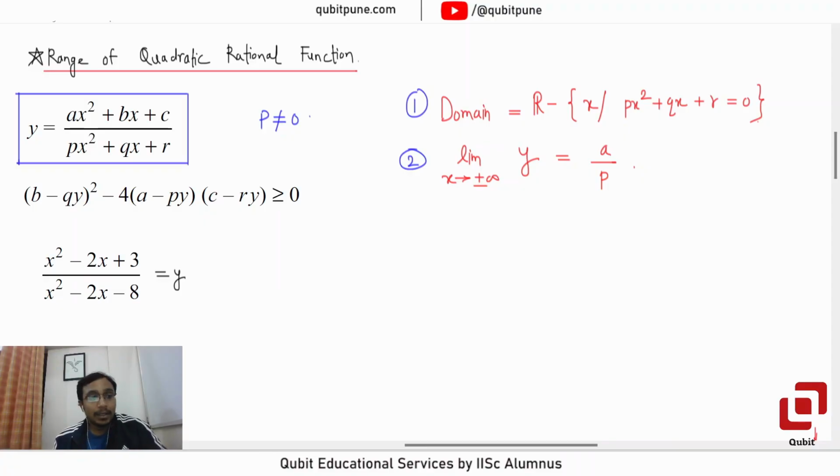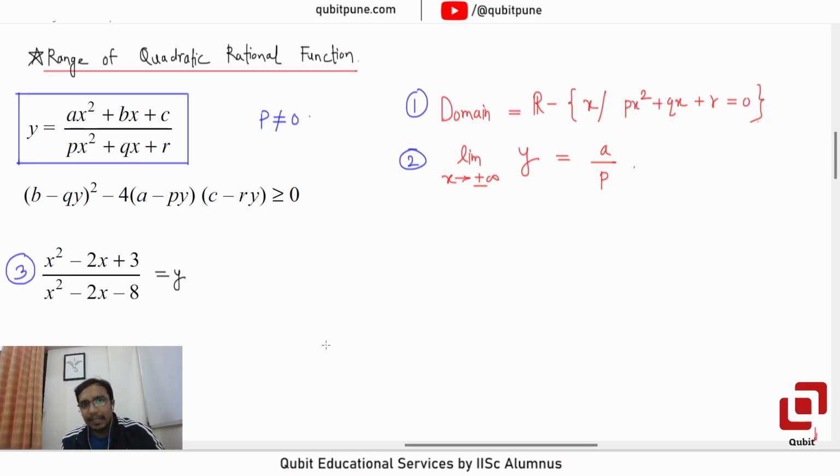Now, how can we determine the range of this quadratic rational function? The range problem is very easy to answer. What we do is we call that function y, and we argue like this. Let's take an example and demonstrate. Suppose we take this function, and the objective is to determine its range.